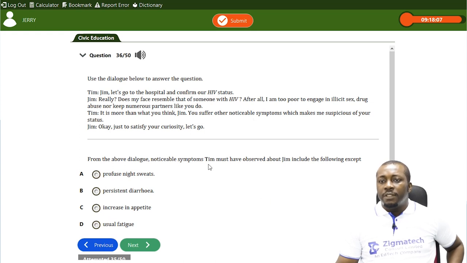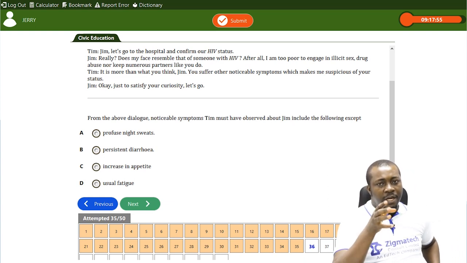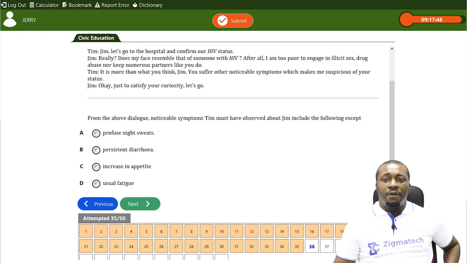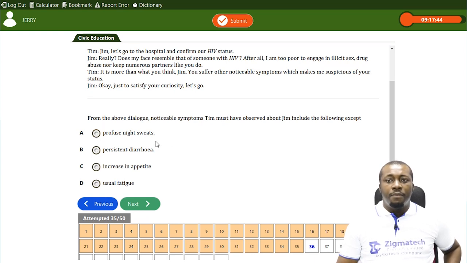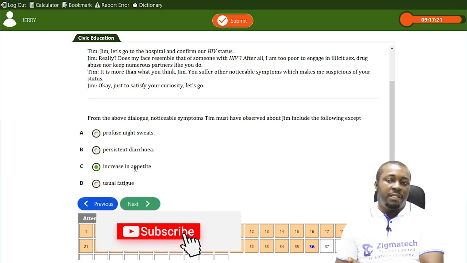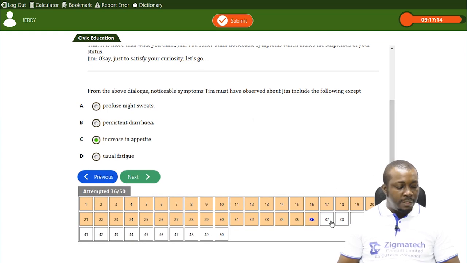Now, from the dialogue, noticeable symptoms Tim must have observed about Jim include the following. So this question tests your knowledge of the symptoms of HIV/AIDS. Now, of course, you talk about cough, diarrhea. Option A, profuse night sweats, is there. B, persistent diarrhea is there. C, increase in appetite. D, unusual fatigue is there. Now, increase in appetite? Rather, what we have is loss of appetite. Loss of appetite is a symptom, but increase in appetite is not a symptom of HIV/AIDS.